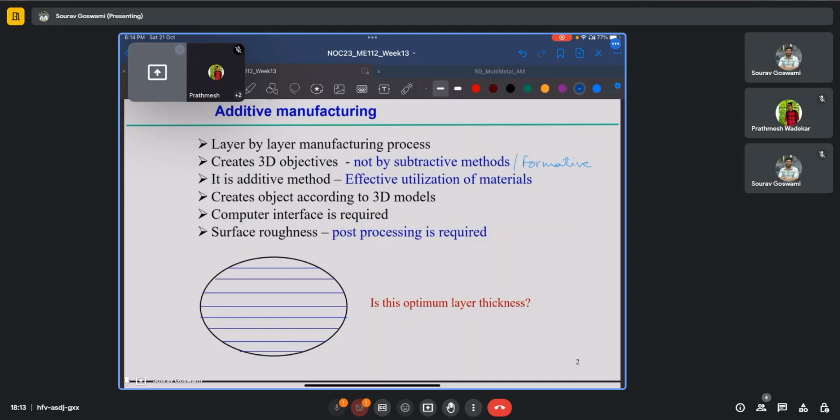And again, a key concept which is revised here is: is the layer thickness chosen for this geometry optimum? And this reminds us of the concept of adaptive slicing, where in regions where we do not have great curvatures, we can opt for thicker layer heights to decrease the build time and increase the productivity. Whereas in regions where the curvature is high, we should opt for finer layer heights to preserve the geometry of the part.